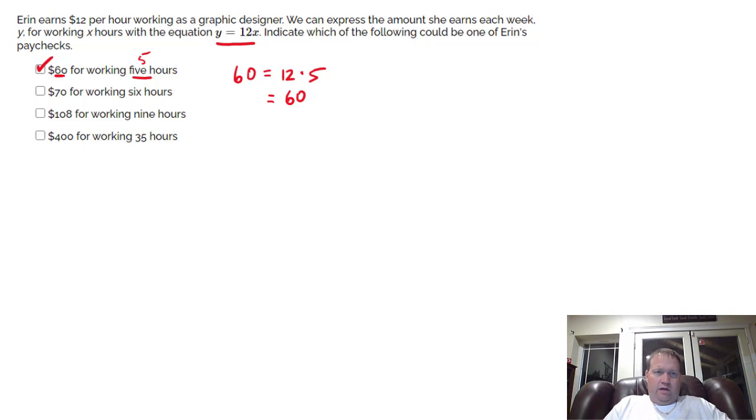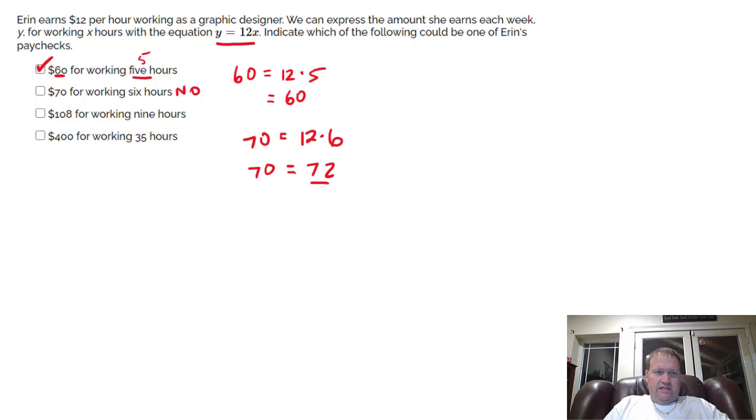Let's try the second one. Is it possible to earn $70? So 70 is y, equals 12 times the number of hours I work, which in this case is 6. Well, 12 times 6 is 72. So it is not possible to earn $70 in 6 hours because I'm going to earn $72.